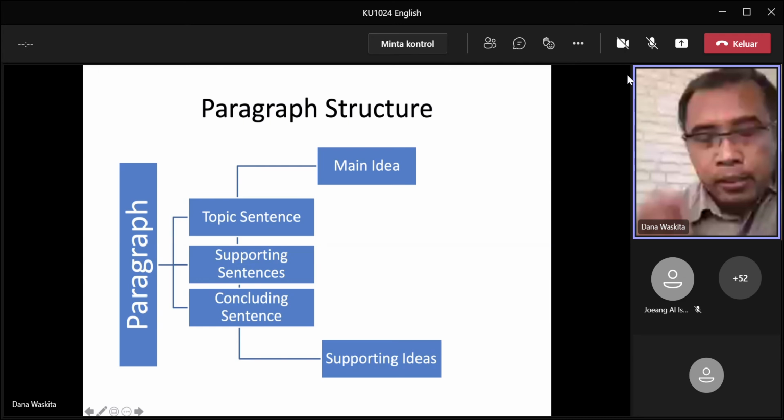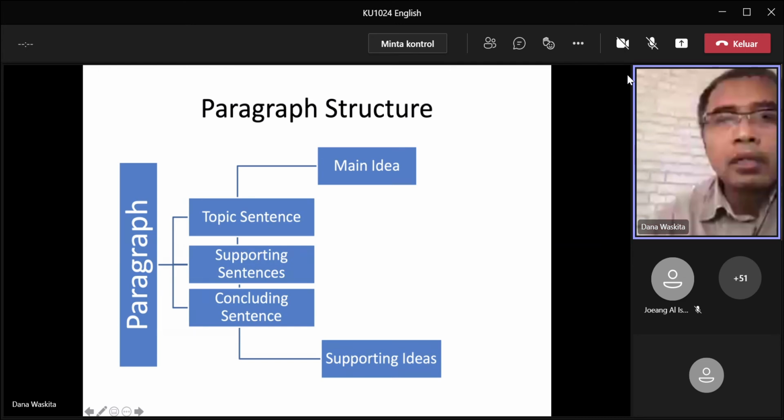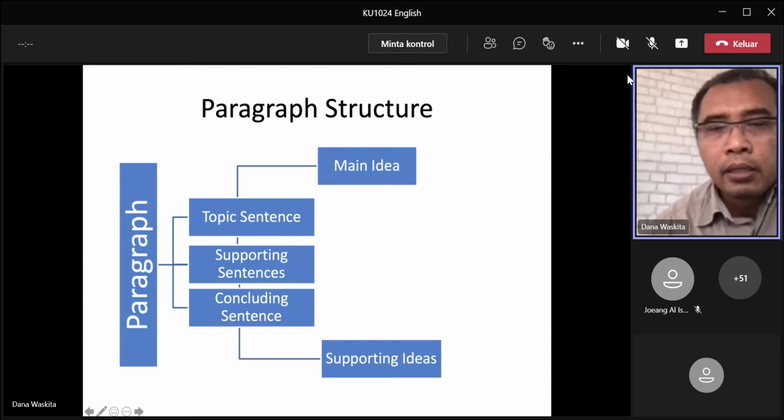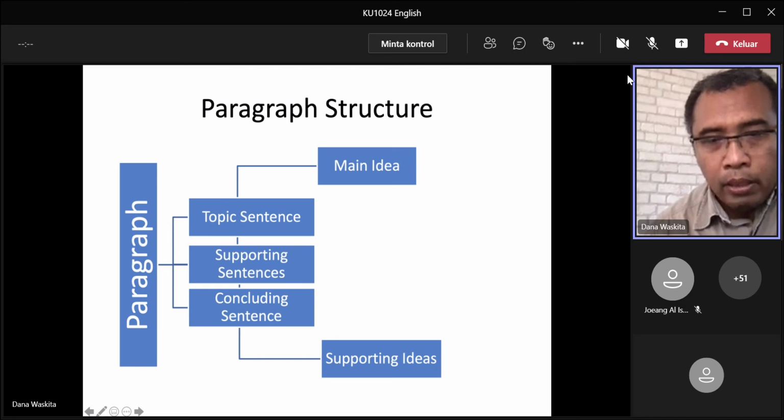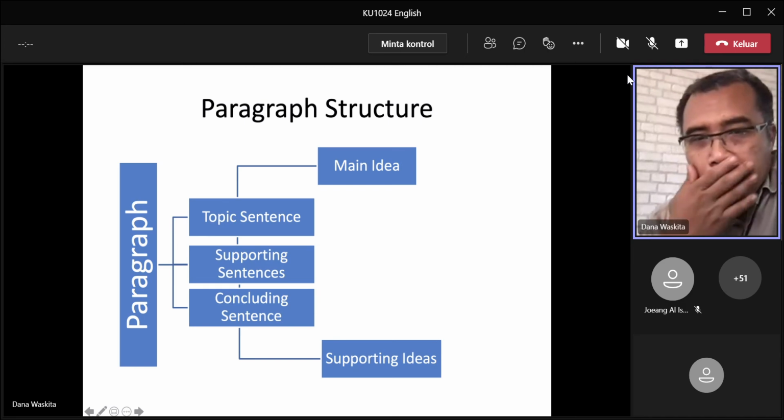And in some paragraphs it is provided with a concluding sentence that concludes the explanation or restates the main idea in the paragraph. But a concluding sentence is not a must. Sometimes the writer does not provide the paragraph with a concluding sentence.